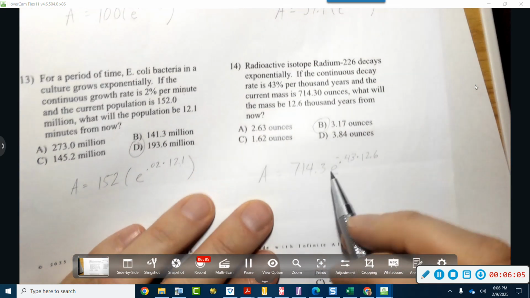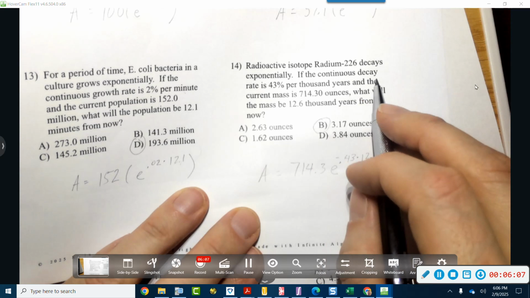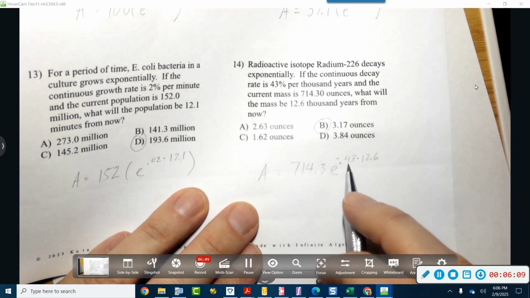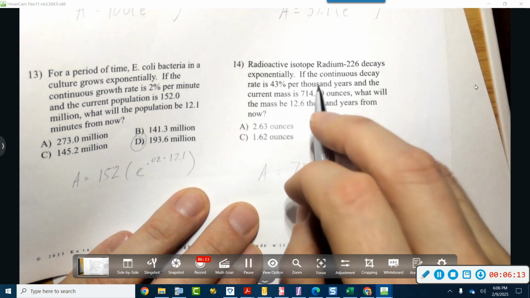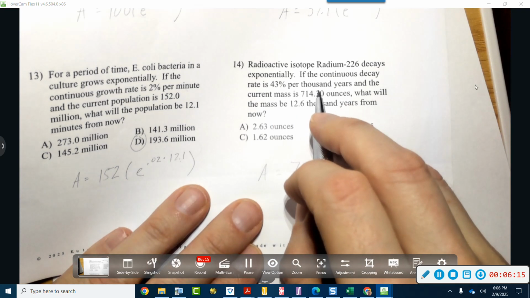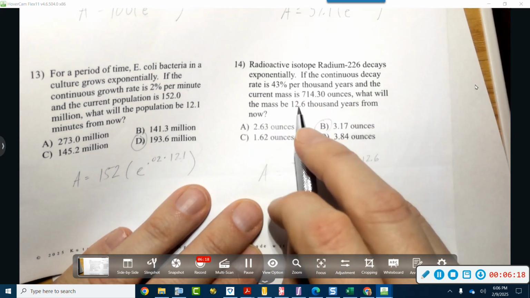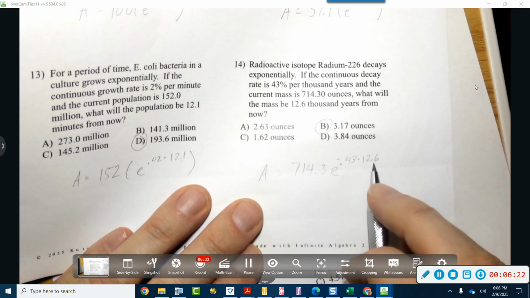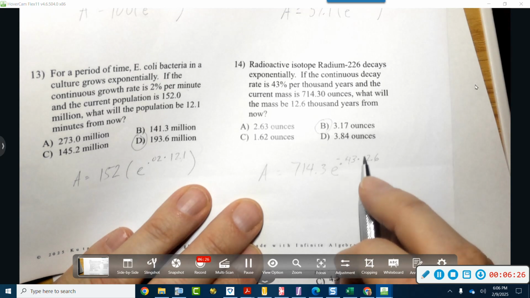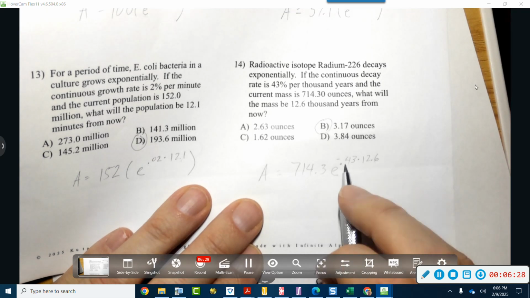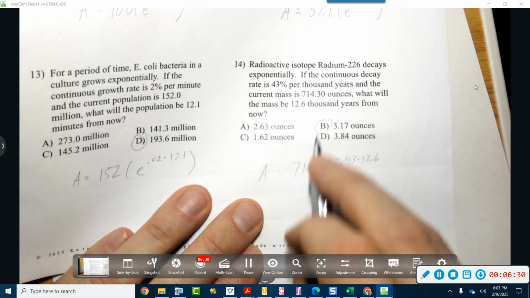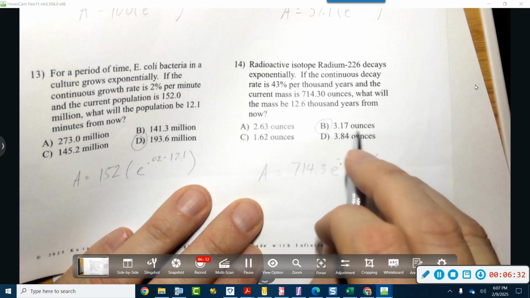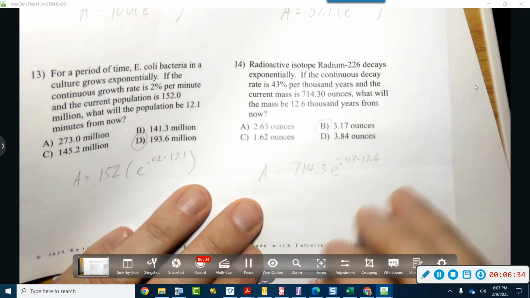Here, I wasn't going to make that same mistake twice. I did see that it was decay. It's dropping by 43% per 1,000 years. They did give this in thousands of years, so I can directly put a 12.6 right here, because that is in thousands. So 1,000 times that, and you're going to have about 3.17 ounces if you punch that into a calculator. All right.